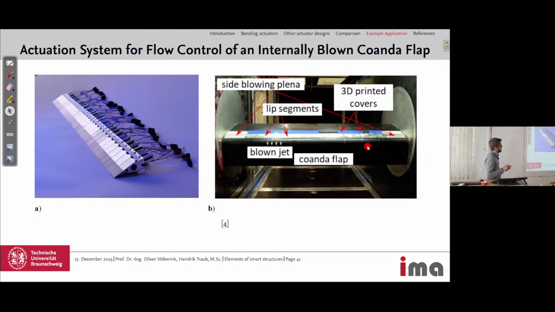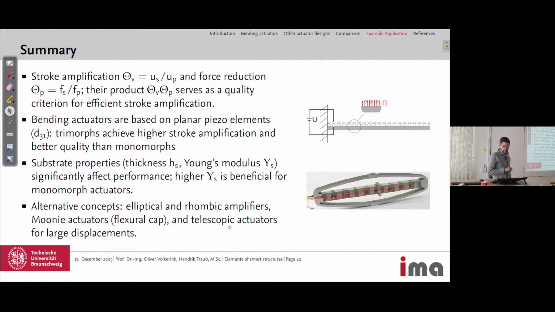Not going too much into detail, but just to show you a real application case for aircraft structures using these stroke amplification systems. If you want to learn more about this, then I would refer you to this publication 4. It's, I think, 5 years old, published in 2020. And with this, I would conclude this lecture.